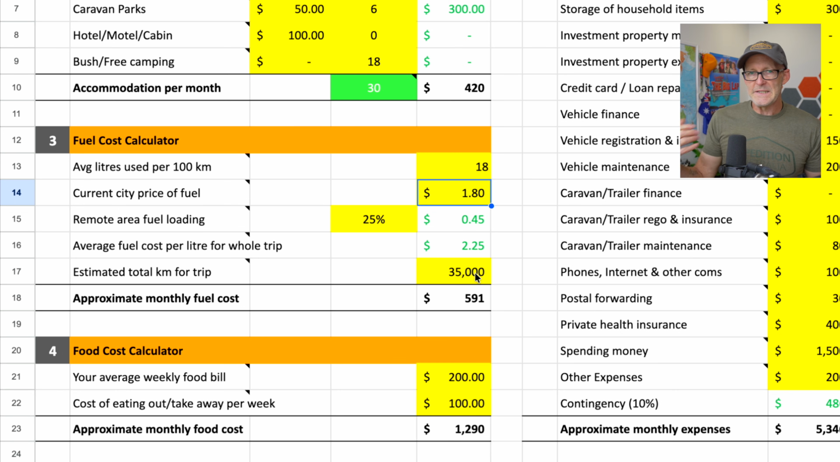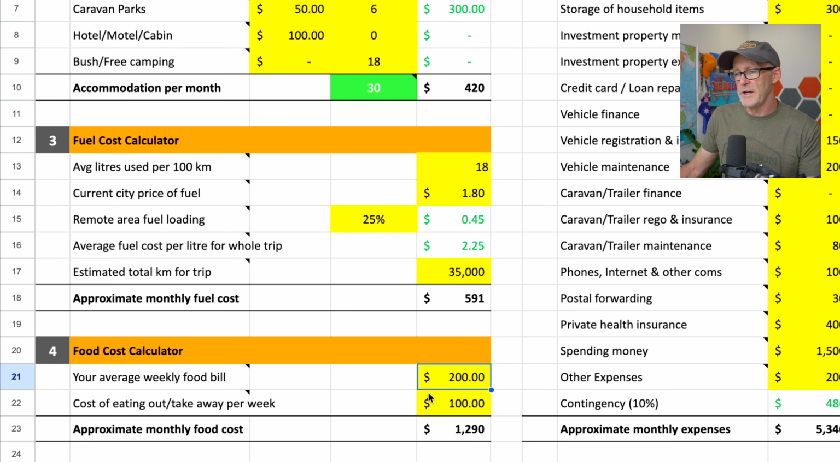So just put an estimate what you think you're going to do. You must have a rough idea of where you're planning to go. But I wouldn't put anything less than 30,000 unless you're really specifically planning to stick mostly to that main Highway 1. Then that's going to work out what your approximate monthly fuel cost is going to be. Bear in mind, this is an average. It's not going to be that every month, but we're just trying to average over the whole extent of your trip.